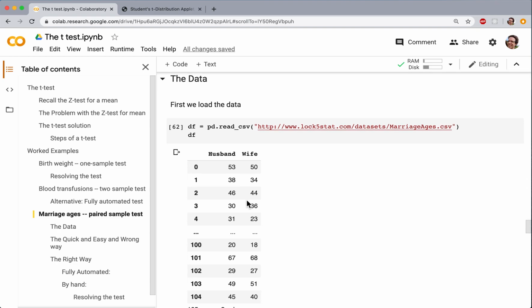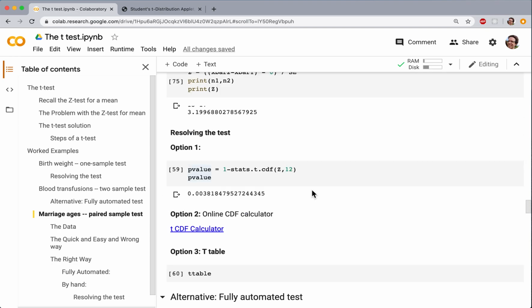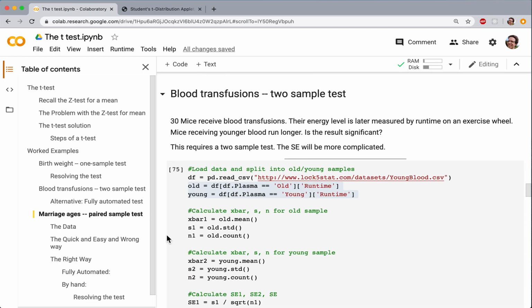So here's what our data set looks like. It's just a whole bunch of heterosexual married couples with a husband and a wife identified, and their ages are given. All right, so that's simple enough and innocent enough. Now, we clearly have two samples. We have a sample of husbands and we have a sample of wives. We could calculate the average husband's age and the average wife's age and the standard deviations of each and the n value for each, which is actually 105, not 104, because it starts numbering at 0. So we could do all of that, and we could mimic exactly what we did here for the blood transfusions.